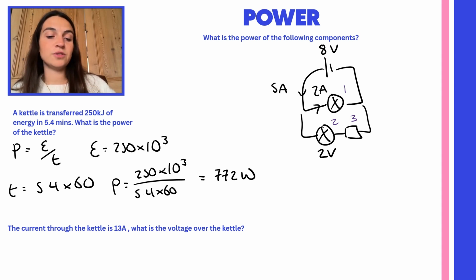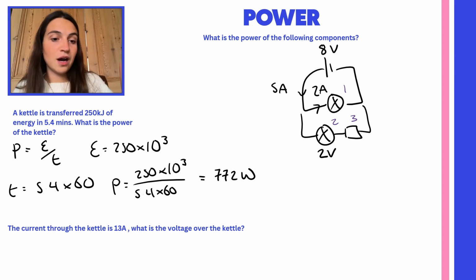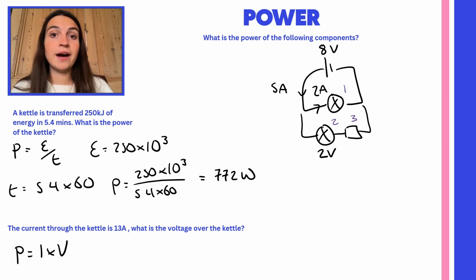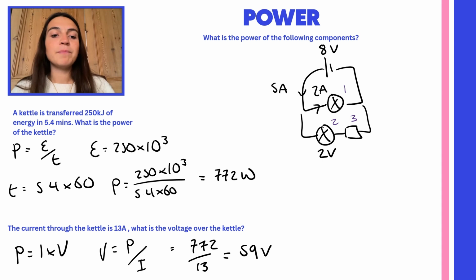Okay, then it says the current through the kettle is 13 amps. What is the voltage over the kettle? What information do I have in this question? I have energy, I have time, I have current, and I'm trying to work out the voltage. I've also just worked out the power. So which equation has some of those things in? I've got my equation for power is equal to current times voltage, and therefore my voltage is equal to power over current, and I have both those things. Power is 772 and current is 13, so my voltage is 59.